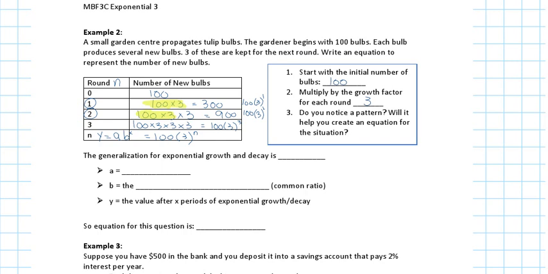So we've already solved most of this. So the generalization, exponential growth and decay is what? y equals a b to the power of x. And that's why I started you right away with the y equals a b to the power of x, because I know we're going to get to it. Okay? A is 100. What does it represent? The initial value.